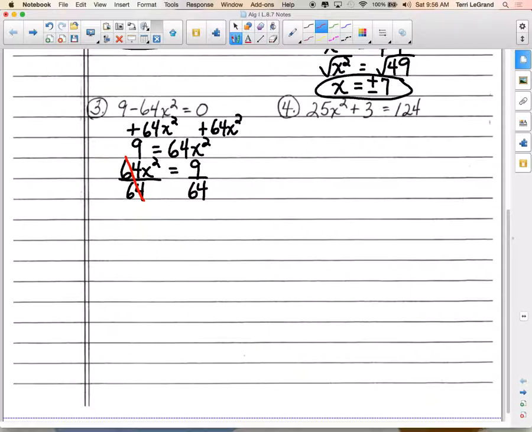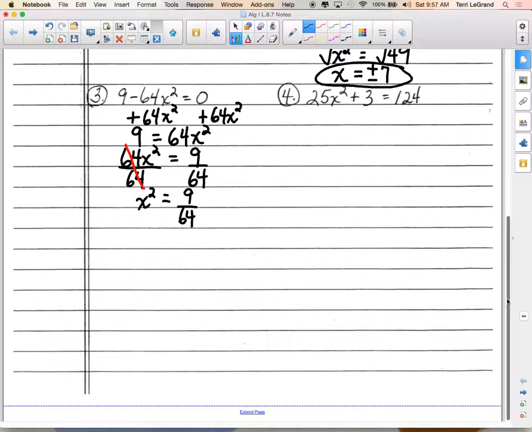We're going to end up with x squared equal to, well, now you're probably thinking, 9 64ths, I can't take 64 into 9. And so what we're going to do is just leave it as a fraction, okay? So don't worry about renaming that at the moment.